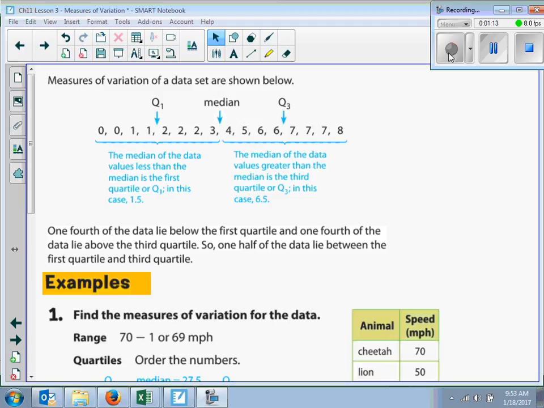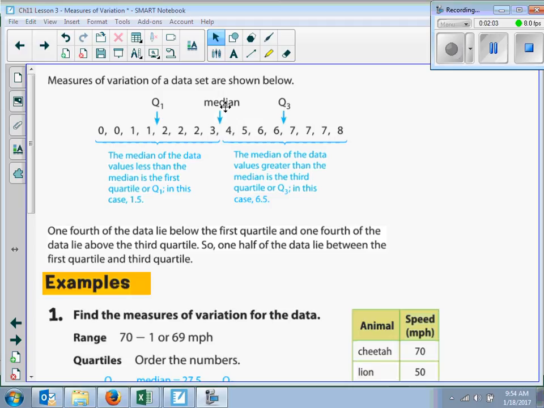All right, measures of variation of a data set are shown below. So here we have a data set that's already in order from least to greatest. The median, of course, is in the middle. Since we have an even number of data items, we had to add the 2 numbers and divide by 2, right? So if I added 3 plus 4 and divided by 2, will I get 3? No. Will I get 4? No. The average of those 2 is something in between, right? So that means the median is not 3, not 4, it's right in between those 2 numbers. Is everybody clear?